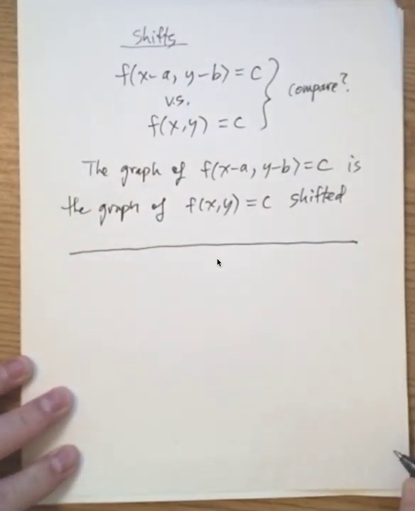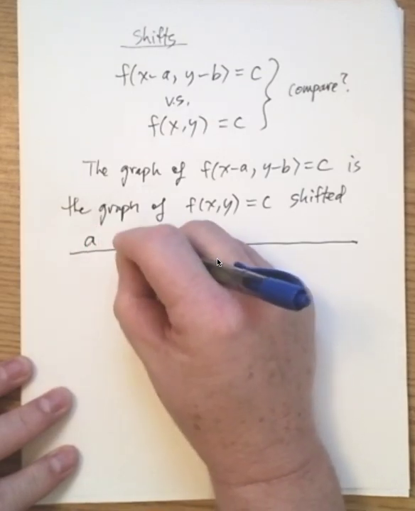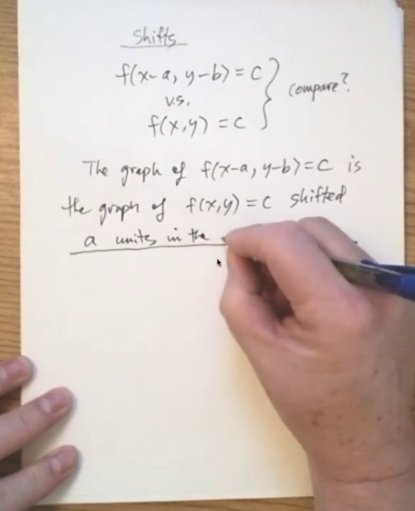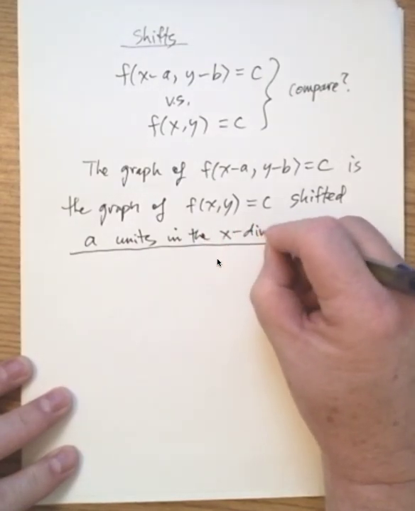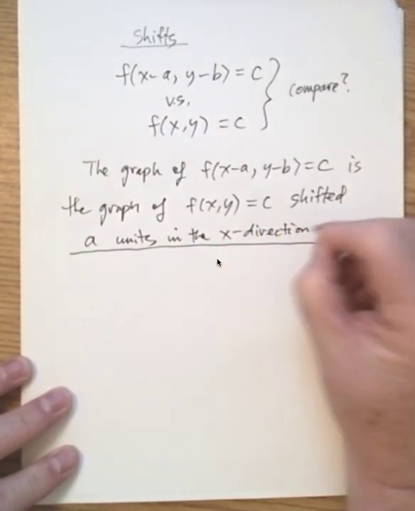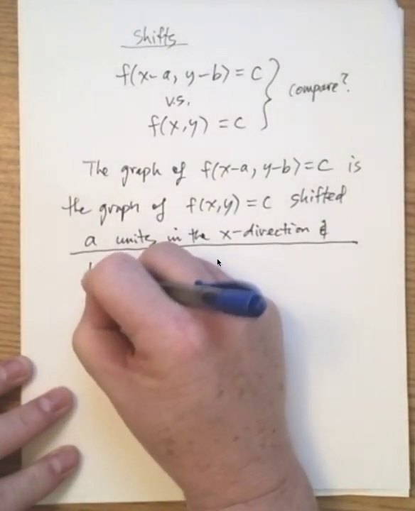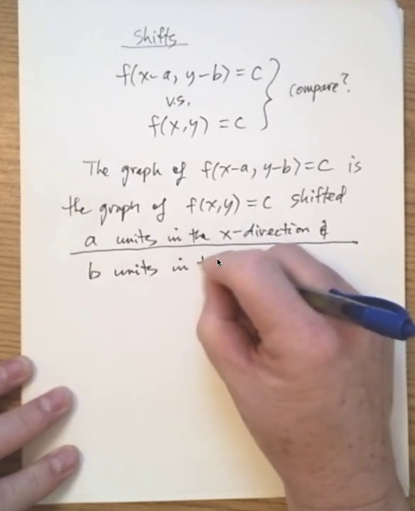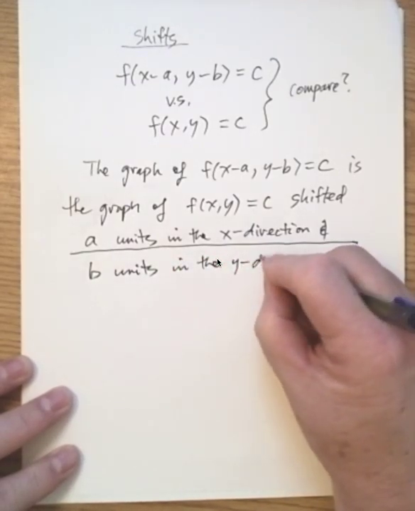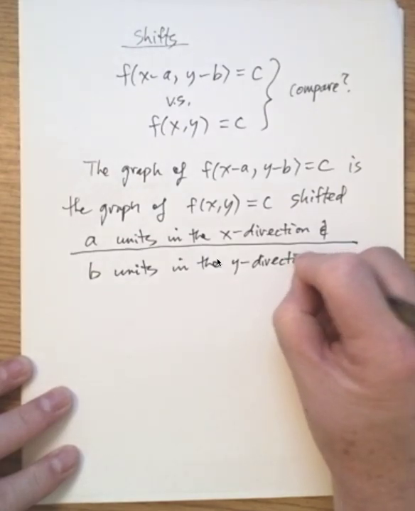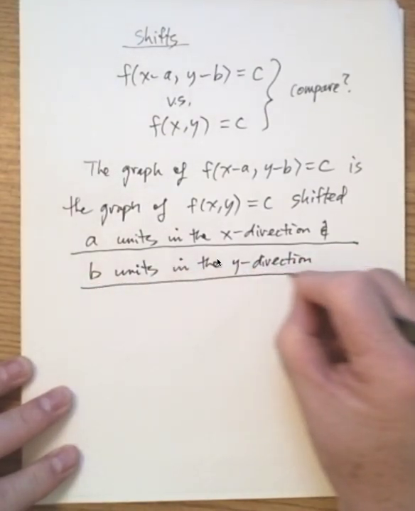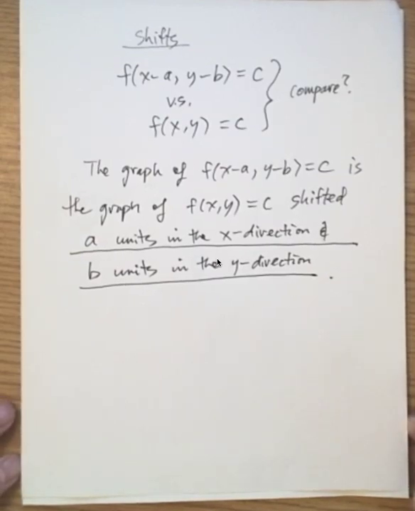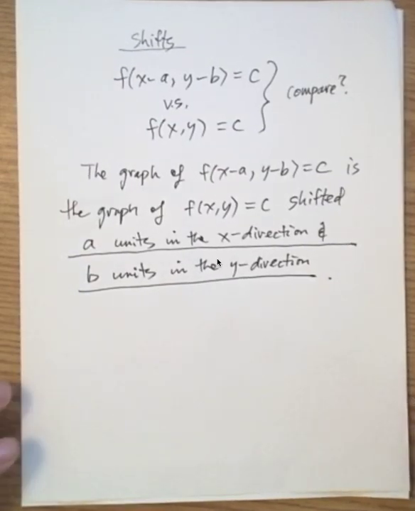Okay, remember this was what? A units in the x direction and what? B units in the y direction. Okay? I'll expect you guys to know this when it comes to the quiz here.